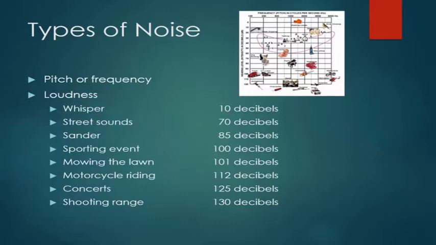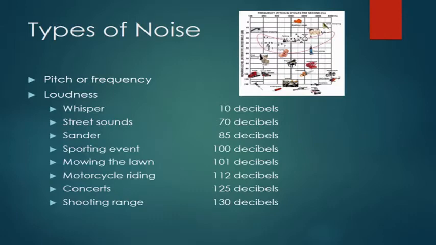Types of noise. There's pitch or frequency and loudness. Pitch or frequency is measured in hertz. Loudness is measured in decibels with a sound level meter. Pitch or frequency can refer to the high pitch being more like a children's voice or violins playing. The low pitch is more like a bass drum or baritone voice.